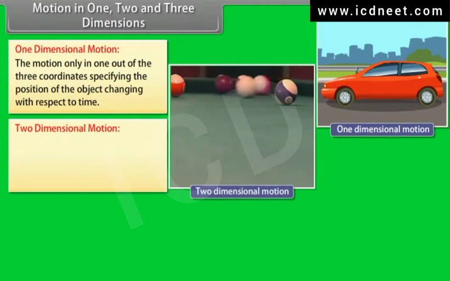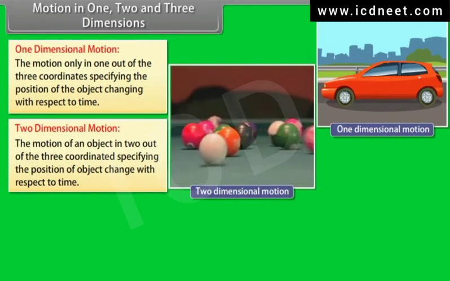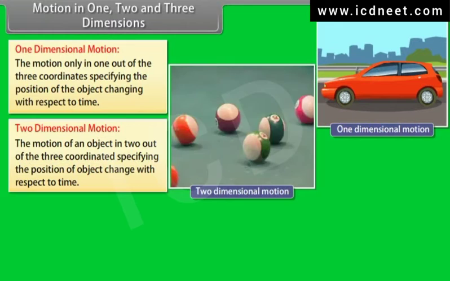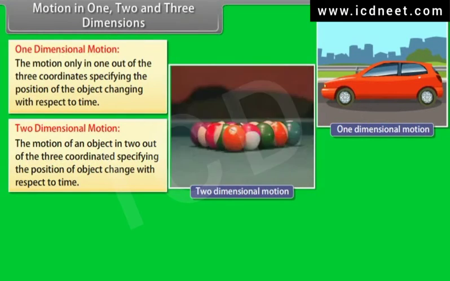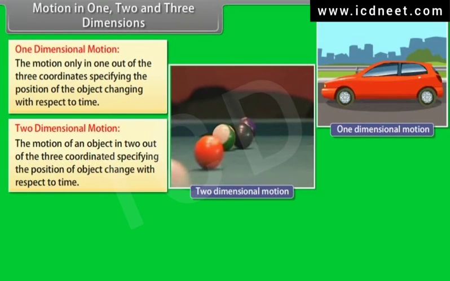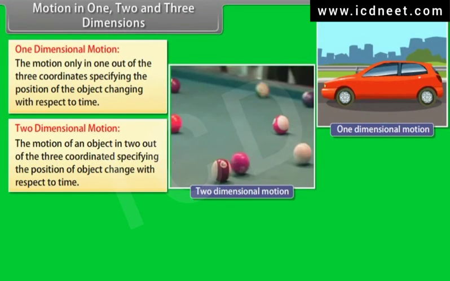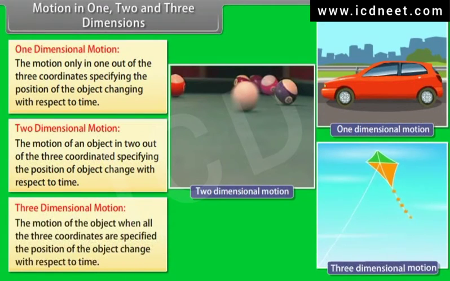Two-dimensional motion. The motion of an object in which 2 out of 3 coordinates specifying the position of the object change with respect to time. Example, a billiard ball moving over a billiard table. Three-dimensional motion. The motion of an object when all 3 coordinates specifying the position of the object change with respect to time. Example, a kite flying on a windy day.